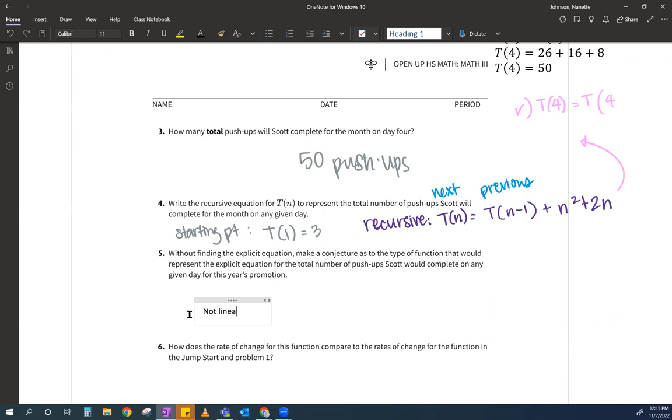Not linear because the change wasn't constant. And if you don't know what that means, it just means that we weren't adding the same number of push-ups every single time, right? We didn't add the same number of push-ups.